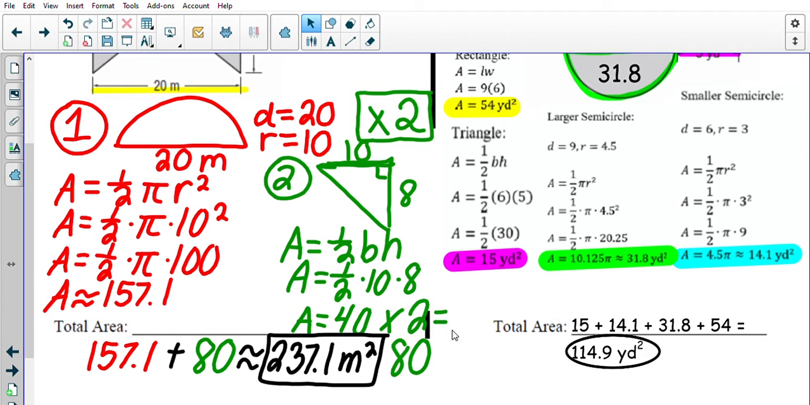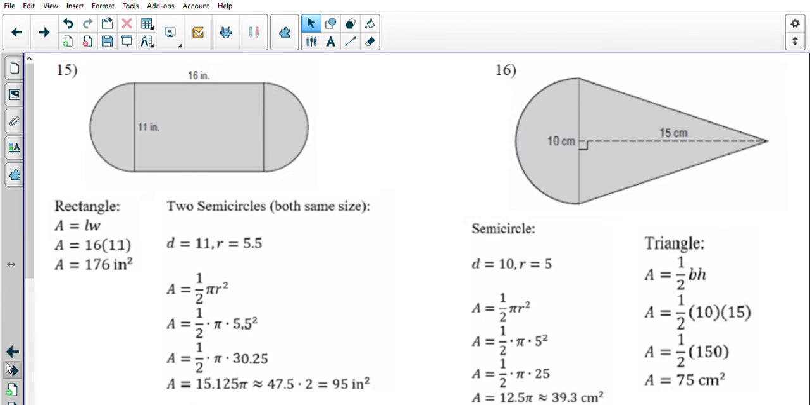All right, I'm going to go ahead and flip my page. Let's take a look at number 15. So number 15 is kind of what I like to look at as maybe a track because it's got a rectangle in the center and then 2 semicircles, one on either side. So I'm going to outline the rectangle in yellow, and that's going to be the first shape we're going to do. Whoops, sorry about my crazy looking line there.